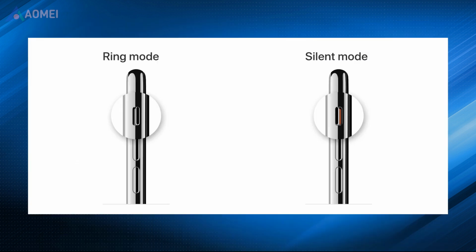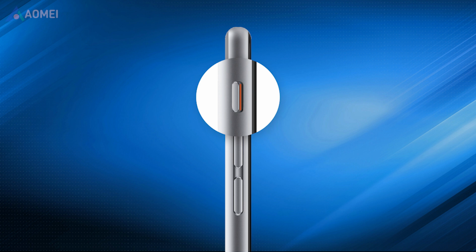3. Silent switch. The physical silent switch located on the side of your iPhone, when activated, silences all notifications, including incoming messages. This switch is often unintentionally triggered, leading to silenced notifications.